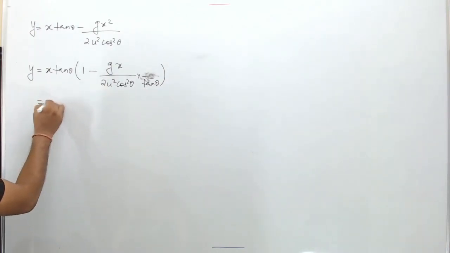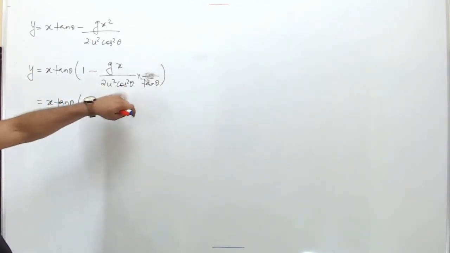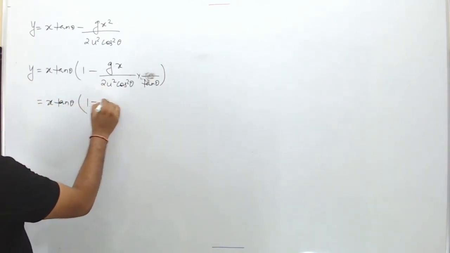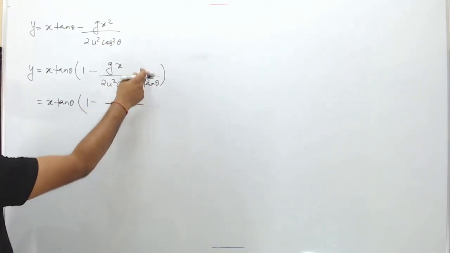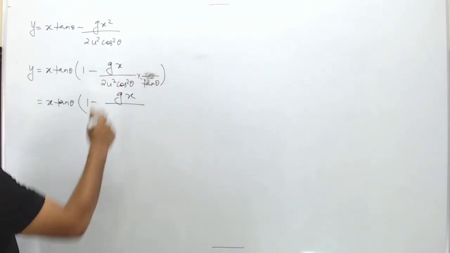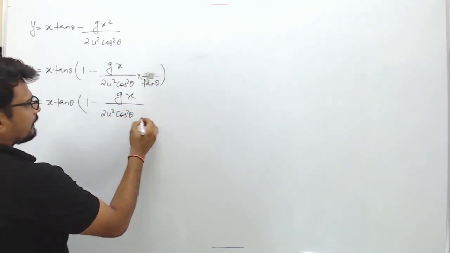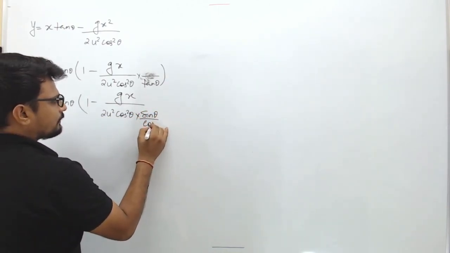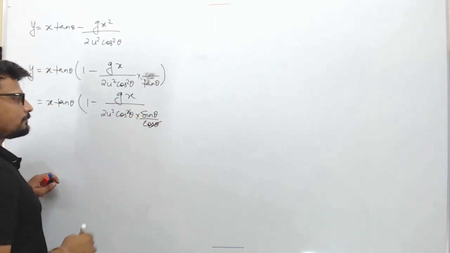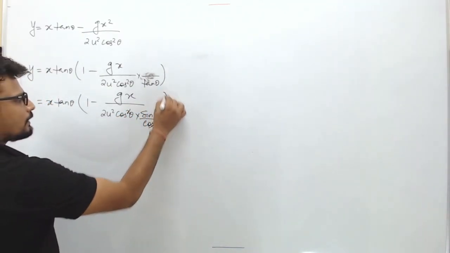Going further, this could be written as x tan theta times something. Let's try and simplify this one. So it's going to be g x cos theta. Tan is sin upon cos, so one cos would be cancelled. Let me write that for you: this is going to be sin theta upon cos theta. Now this will be cancelled. Now what we have is 2 sin theta cos theta, which is sin 2 theta.